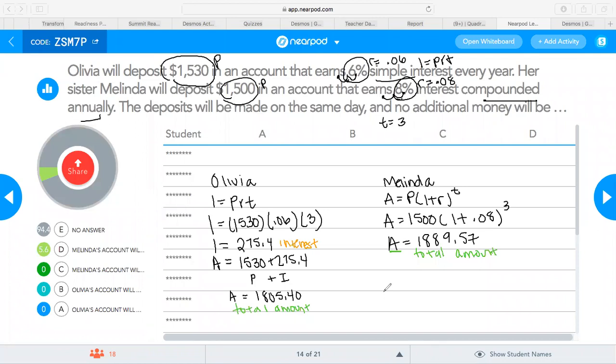I think I can hover over it. Okay, yeah, so it's just comparing the two. So Melinda will have more. You just need to figure out how much more she will have. For all the people who choose D because everyone else is choosing it, oh well.